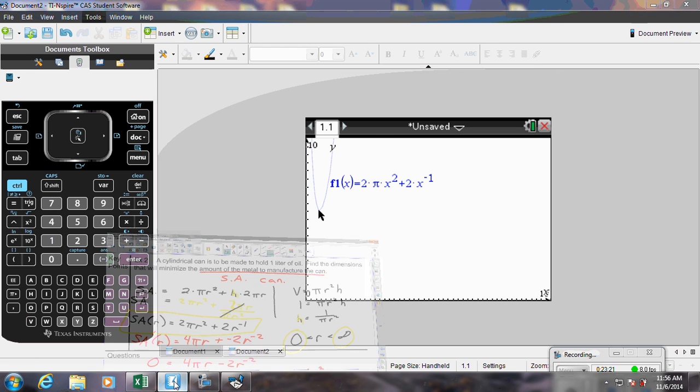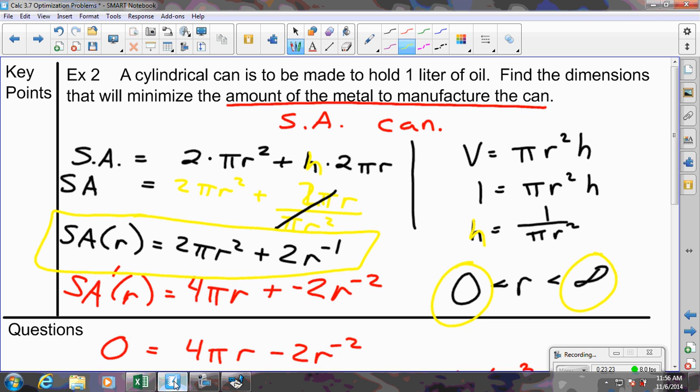So our answer then, find the dimensions that will minimize the metal. Well, we have figured out what the radius will be. Just plug in our answer for the radius and we will get the height of the can also. I'll leave that to you guys because that's just straight algebra to plug that in and simplify.